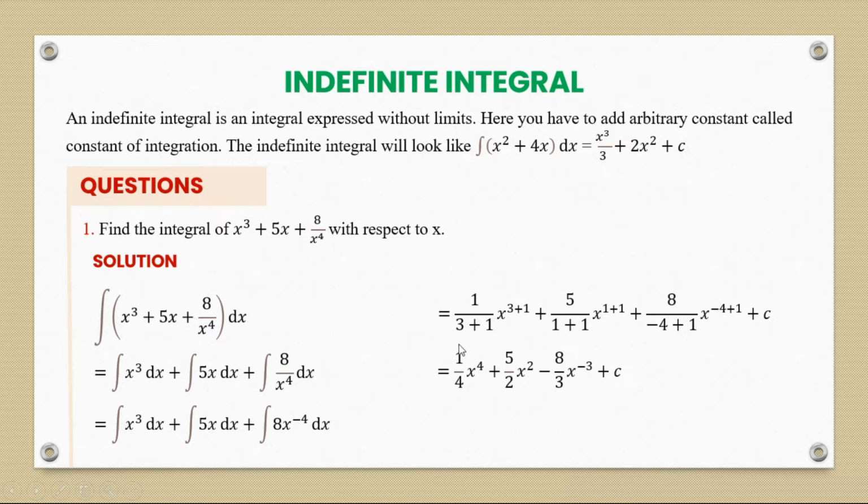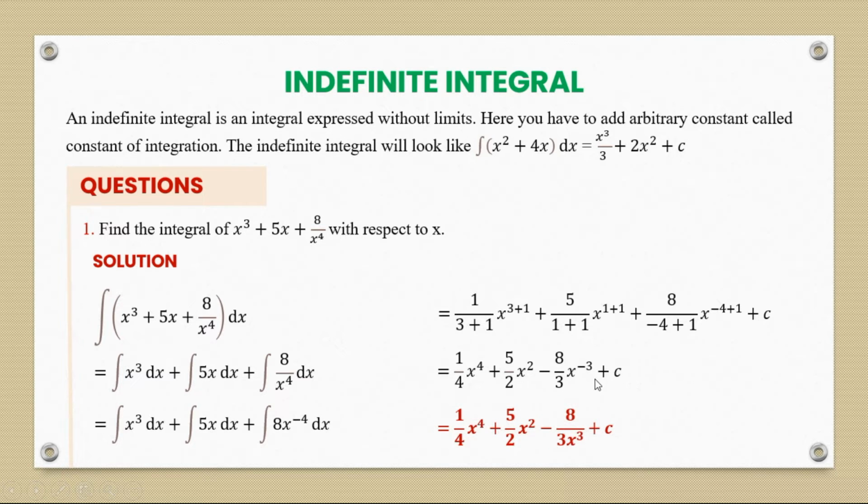Now as you can see, 3 plus 1 is 4, so we have 1 over 4 x to the power 4, plus 5 over 2 x squared, minus. The reason I have a minus here is that negative 4 plus 1 is negative 3, so its negative sign affects this plus sign. That's why I have 8 over 3x to the power negative 3, plus c.